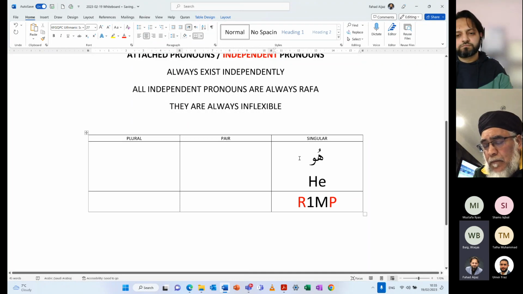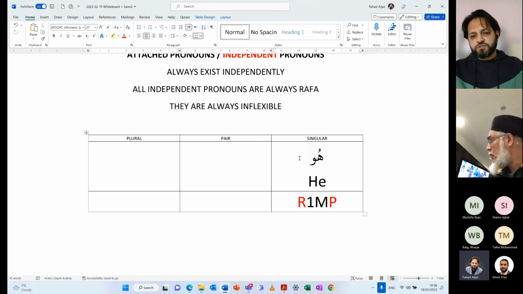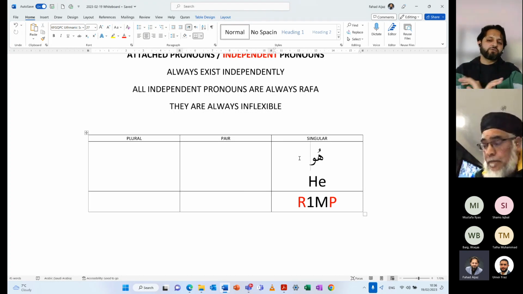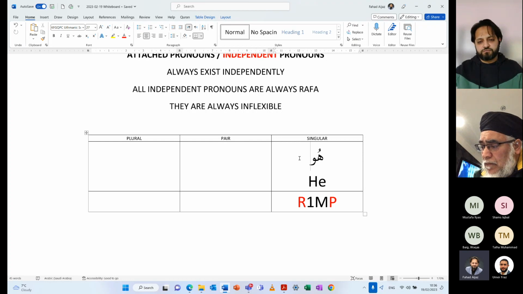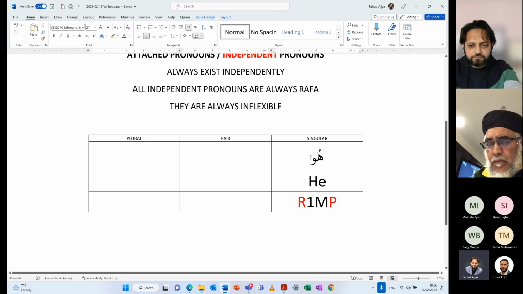Dr. How do we identify if it's independent or dependent pronoun? When you see the word hua, it's independent pronoun. So it will always be like that. Hua is never going to be dependent. This is just a fixed word, hua. When you see this word hua, it is going to be independent pronoun, rafa, singular, masculine, proper. Always. There is no other form of this pronoun. The other forms of this pronoun will come later on in the dependent pronoun. But whenever you see this word, that's how you know it's independent, it's rafa, it's singular, it's masculine, it's proper.